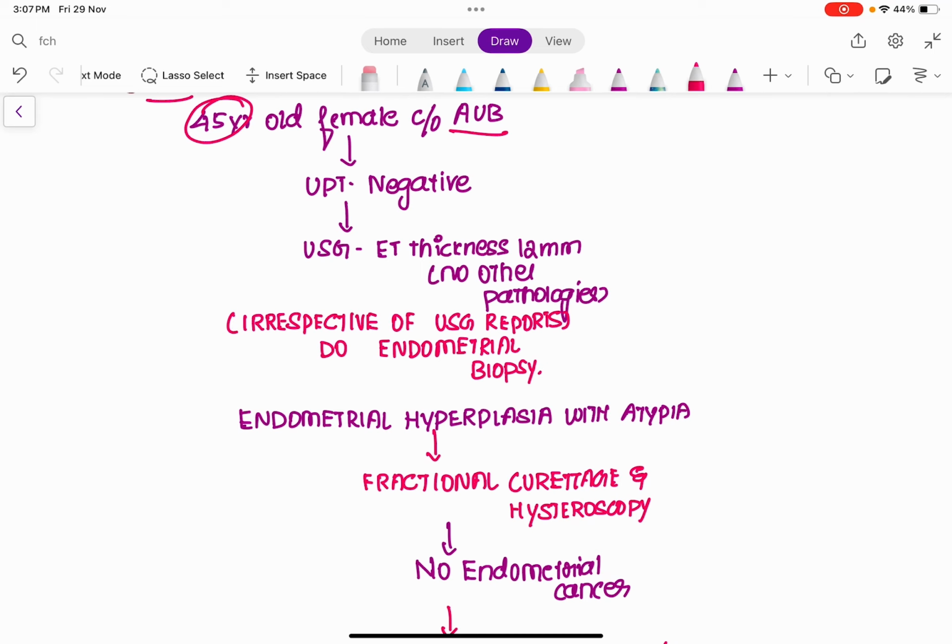If the urine pregnancy test comes out to be negative, you have to do the ultrasound. And in ultrasound, there could be anything. Let's say, for example, a fibroid is present, a polyp is present, adenomyosis, anything is present. Irrespective of the ultrasound report, you have to do endometrial biopsy in that patient as per the protocol. Because the protocol tells us that any female who is more than 40 to 45 years old with complaints of abnormal uterine bleeding, irrespective of the ultrasound report, you have to do the endometrial biopsy.